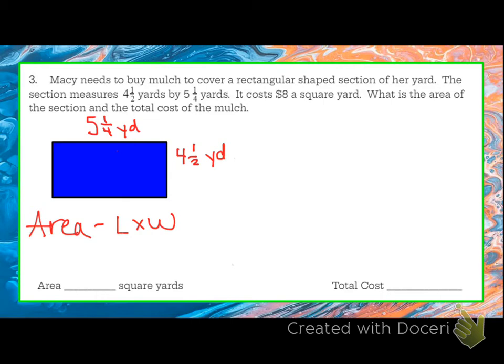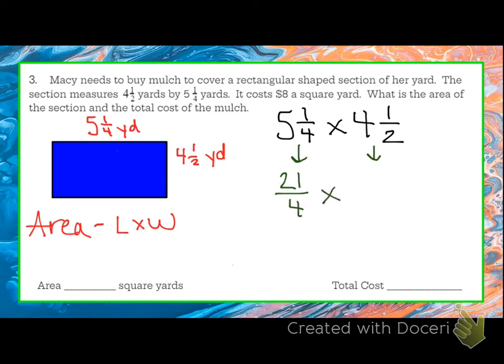So 5 1/4 times 4 1/2. Okay, we know that it has to be written in A over B form, so we will convert to improper fractions. So 4 times 5 is 20. Add 1 gives me 21/4. 2 times 4 is 8 plus 1 gives me 9 halves.